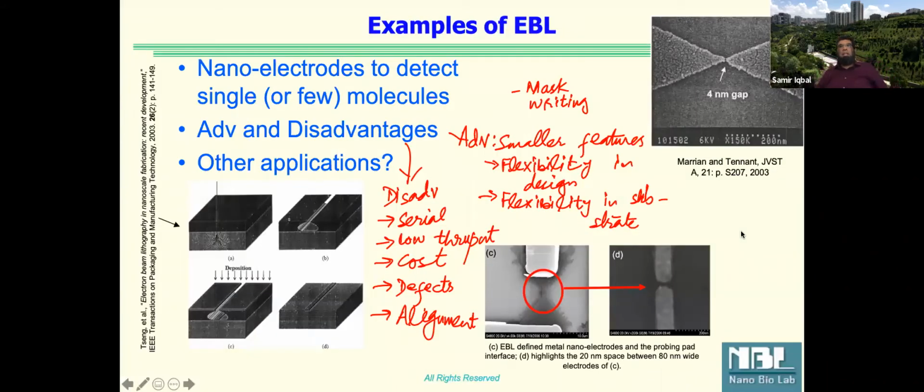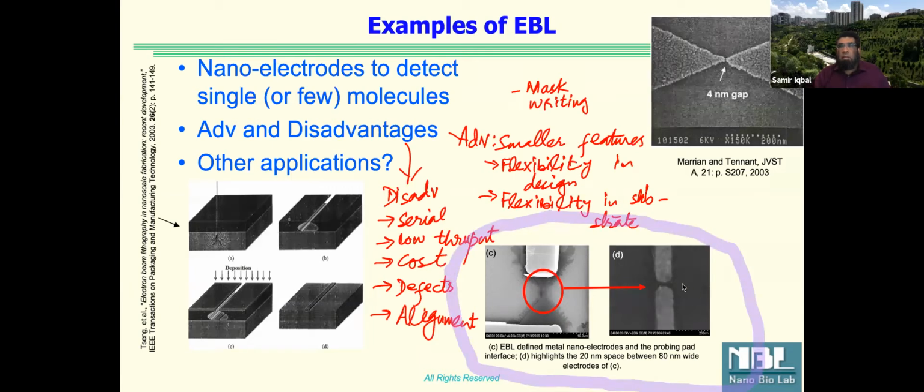Now, these are real examples of E-beam lithography where we have made nano electrodes to detect molecules, for example. On the lower right-hand side, these pictures here, I took these pictures. I made these devices myself, and that was a long time ago. What's the date on these? 2006. Yeah, this is 2006.